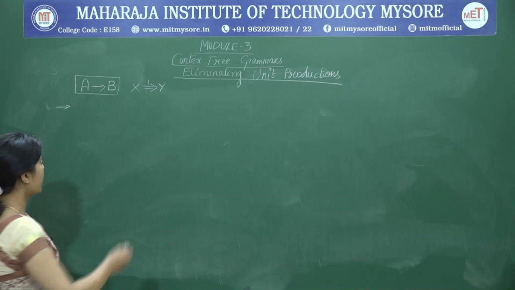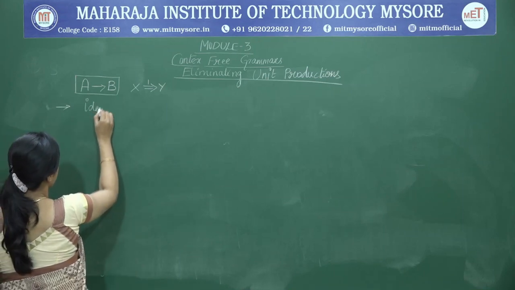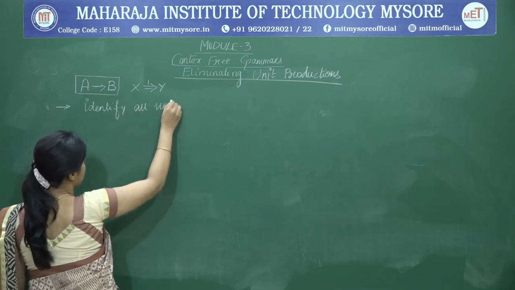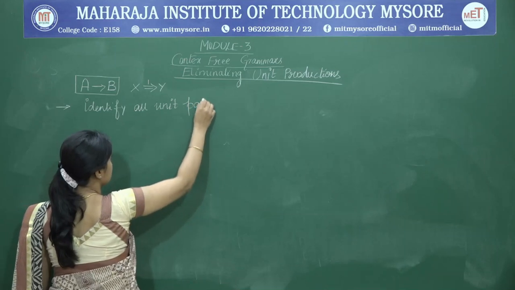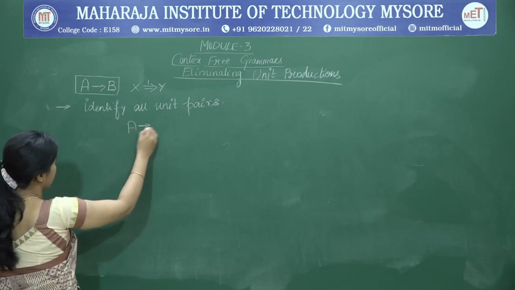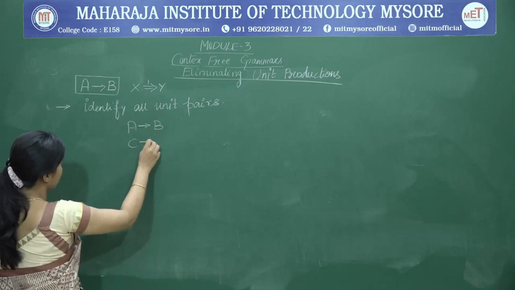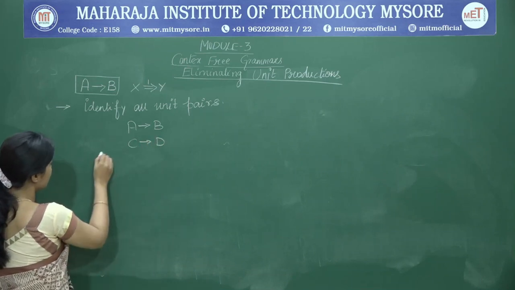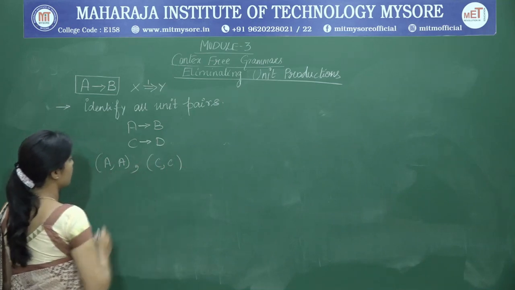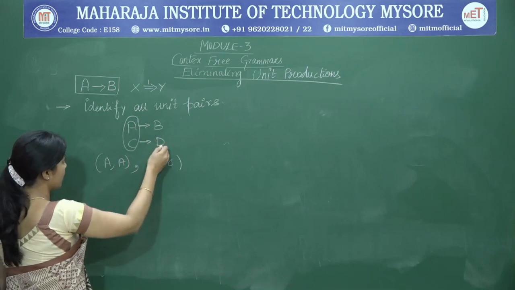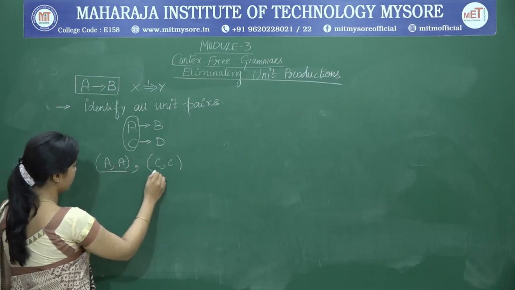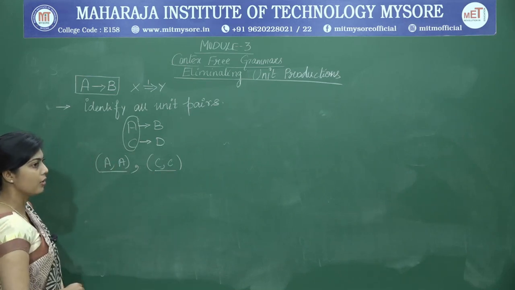So step 1 is to identify all unit pairs. So if we have anything in the form of A goes to B and C goes to D, then A comma A is a unit pair and C comma C is a unit pair. So these two variables are generating single variables. Therefore A comma A is a unit pair and C comma C is a unit pair.